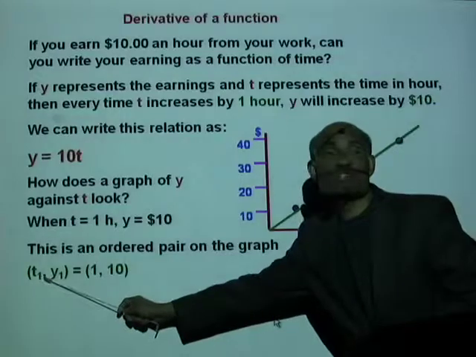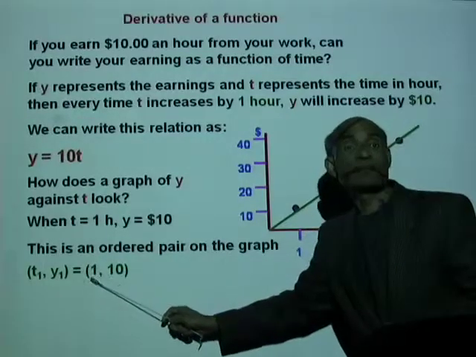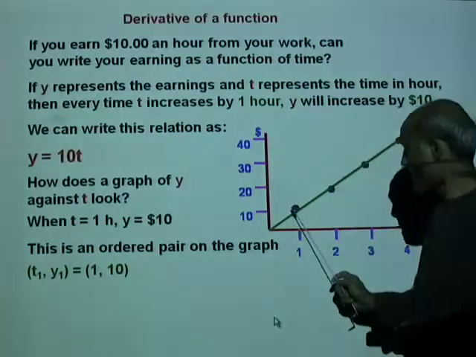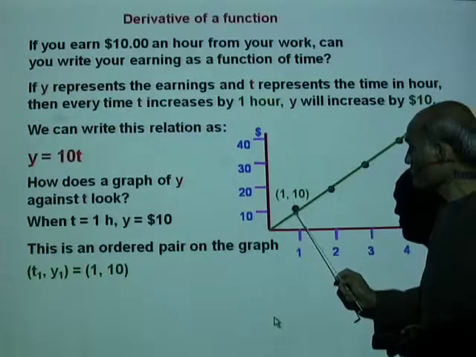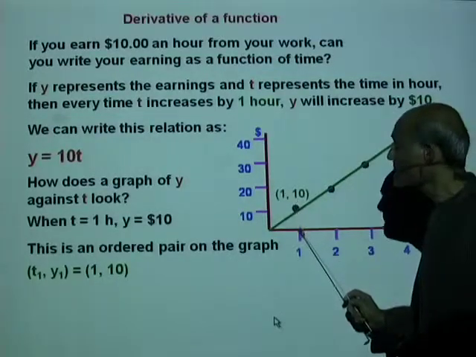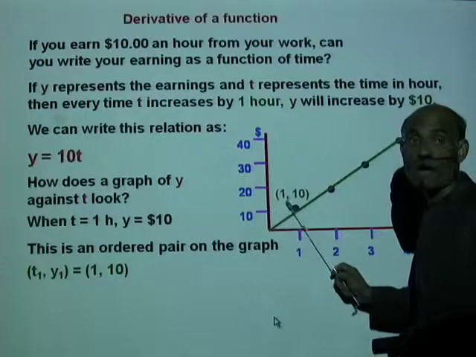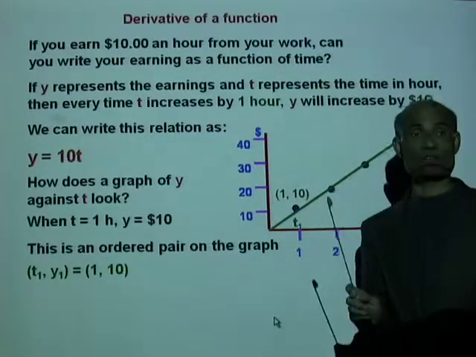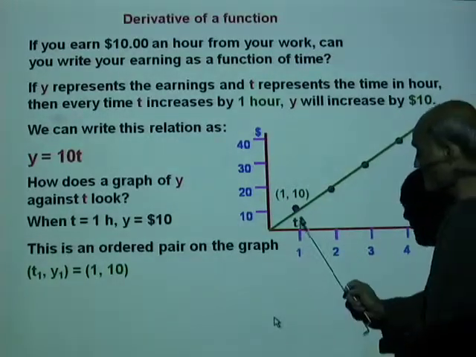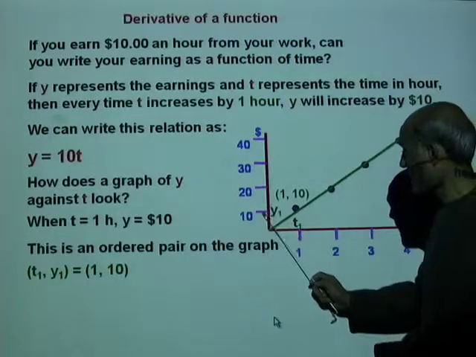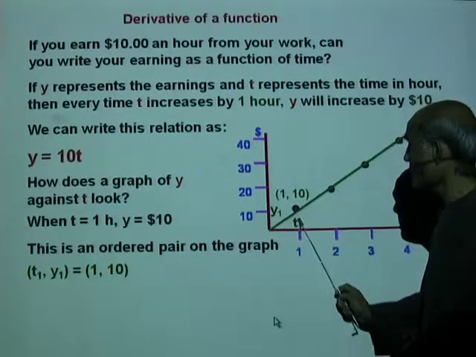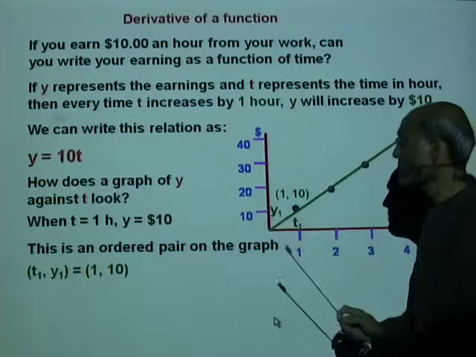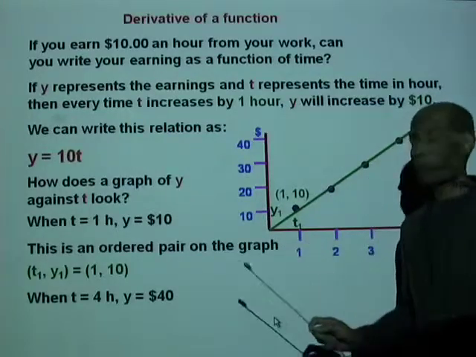Now, when t equal to 1 hour, y equal to $10 is actually an ordered pair. So we would say t1, y1 equal to (1, 10). Let's mark that ordered pair here. This is the ordered pair when t equal to 1 hour, y equal to $10. That's right. So this is our t1 and this is our y1. t1 equal to 1 hour, y1 equal to $10.